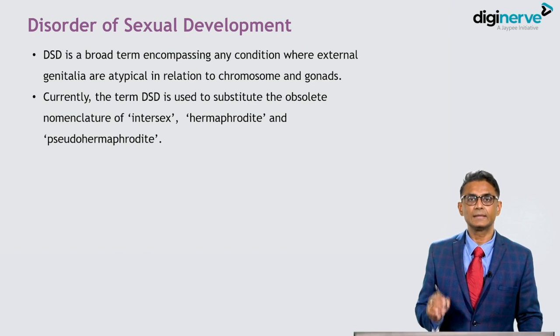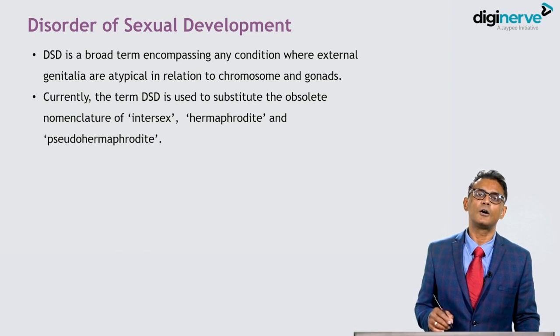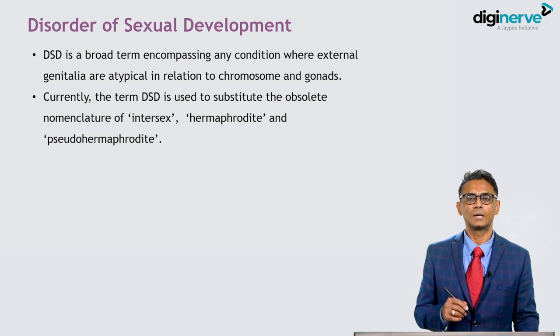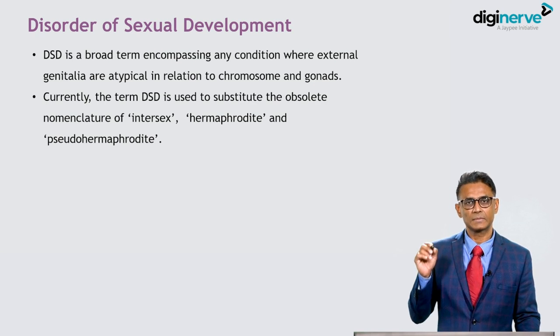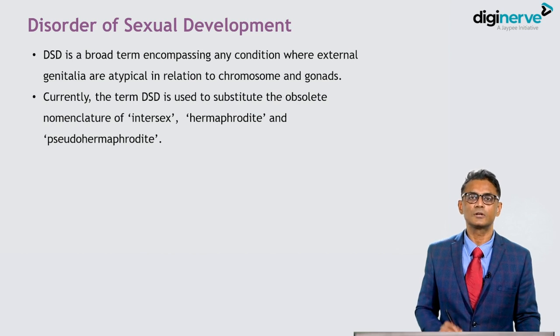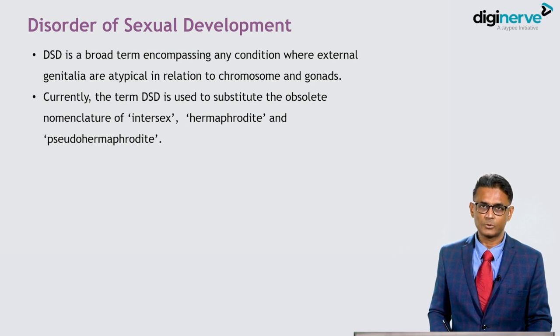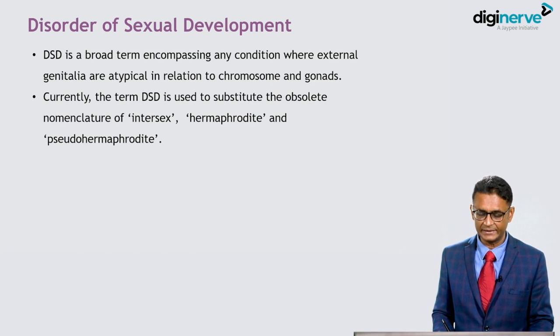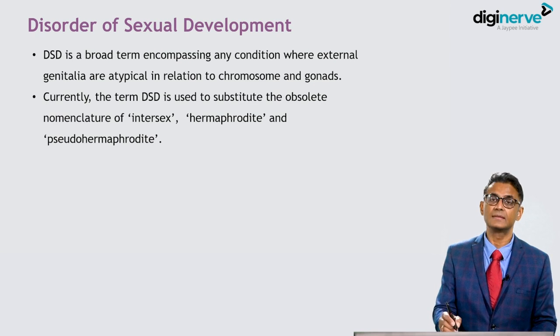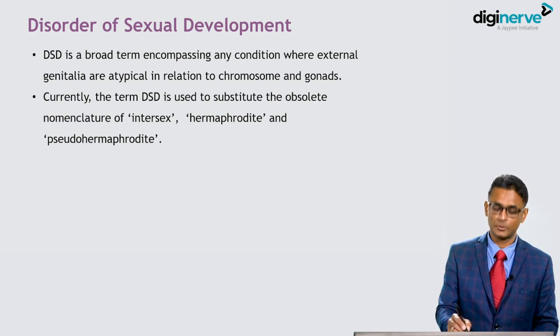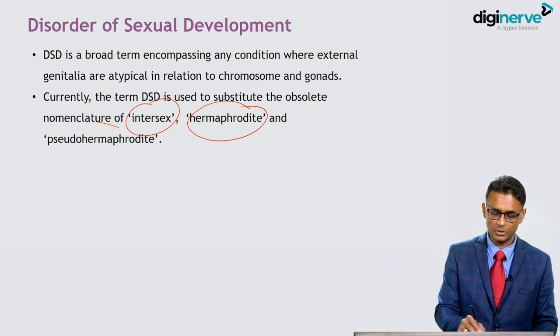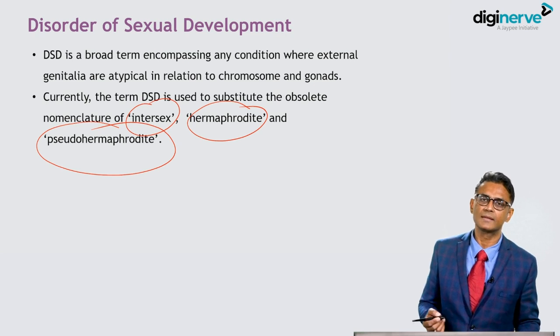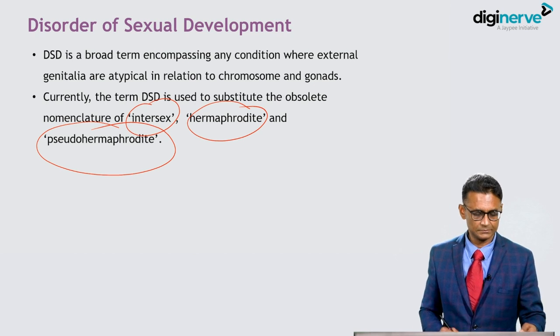Disorders of sexual development. This is the current terminology that is used instead of hermaphroditism or pseudo-hermaphroditism. DSD is a broad term encompassing any condition where external genitalia are atypical in relation to the chromosomes or the gonads. Currently the term DSD is used to substitute the obsolete nomenclature of intersex, hermaphrodite or pseudo-hermaphrodite. You are not going to use those terms but use the term DSD.